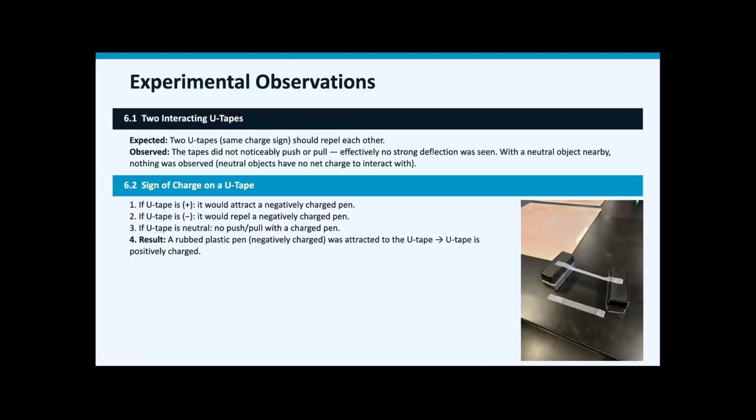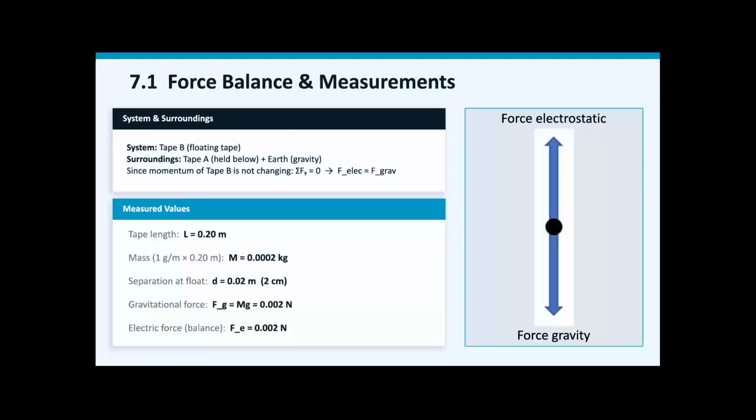In section 6.2, we determined the sign of the charge. A plastic pen rubbed through hair becomes negatively charged. When we brought that pen near a U-tape, the tape was attracted to it, which tells us the U-tape was positively charged. This makes sense. When the U-tape was peeled off the base tape, electrons transferred to the base tape, leaving the U-tape with a net positive charge.